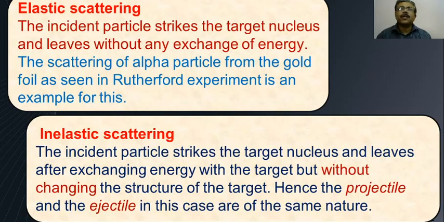But we also have certain nuclear reactions wherein we can find inelastic scattering. The incident particle strikes the target nucleus and leaves after exchanging energy with the target nucleus. But interestingly, there is only an exchange of energy between the projectile and the nucleus. As a consequence, we can see the projectile and ejectile being of the same nature. However, there will be a change in the energy because of the exchange of energy between the projectile and the target nucleus.